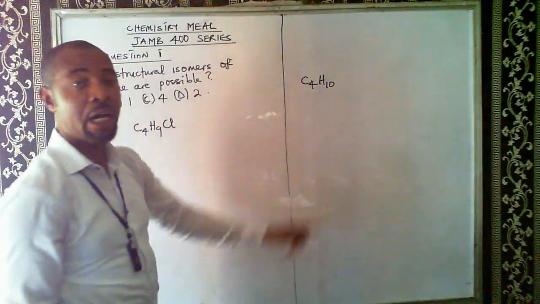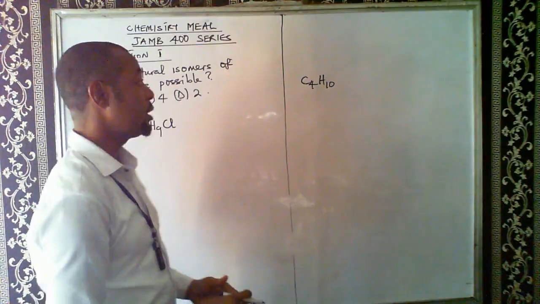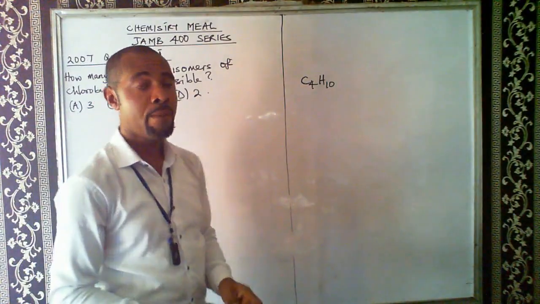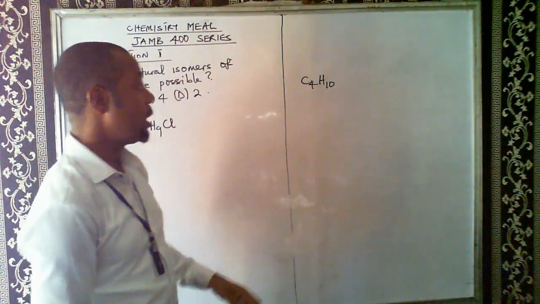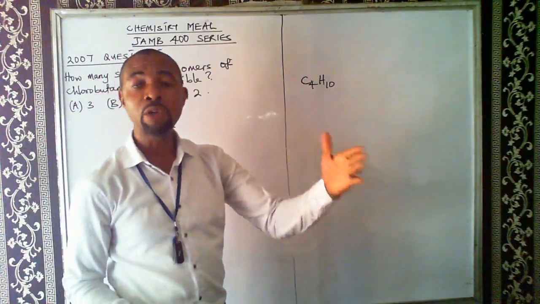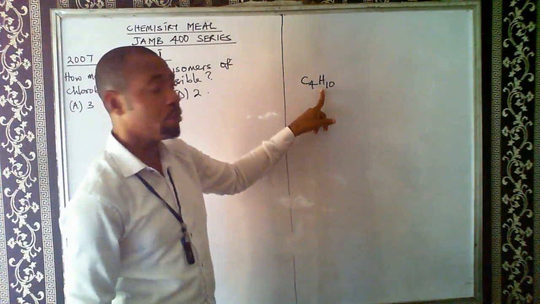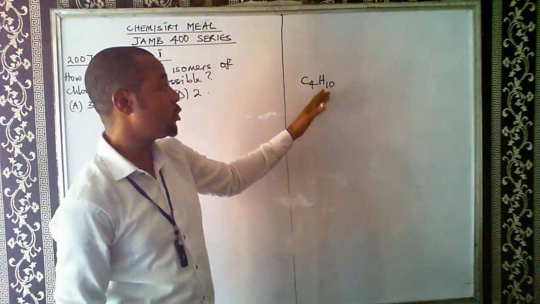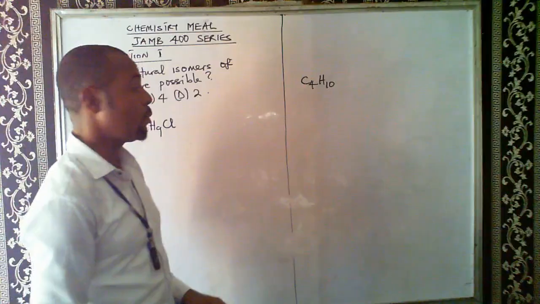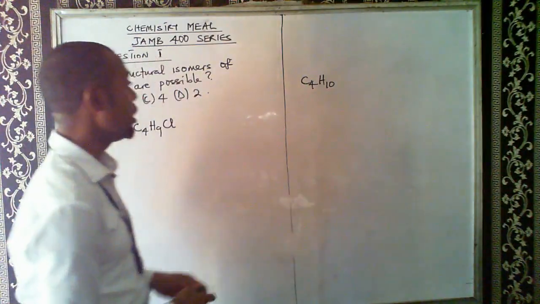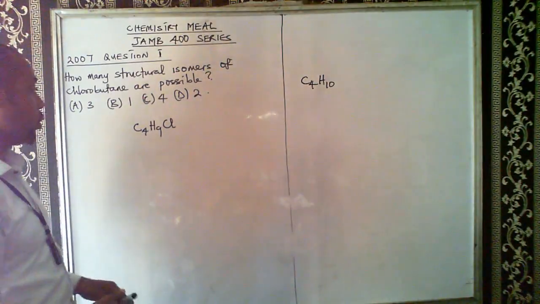Now we know that butane is an alkane, and alkanes are saturated. Alkanes are saturated because we have single bonds between the carbon atoms. Now, because they are saturated, they can only undergo substitution reaction. So when you add chlorine to butane, you are going to form chlorobutane because one of the hydrogen atoms here will be substituted with a chlorine atom. All right, so that's how chlorobutane was formed.